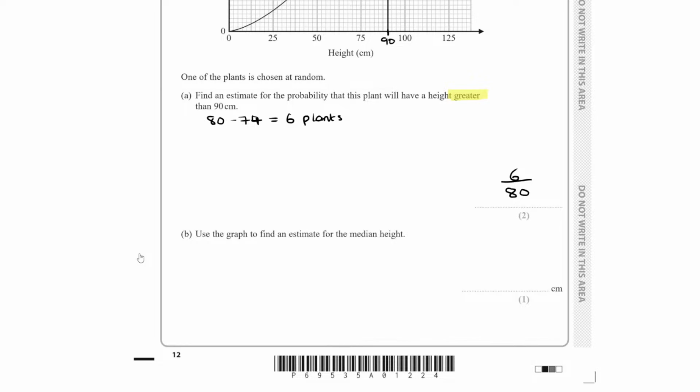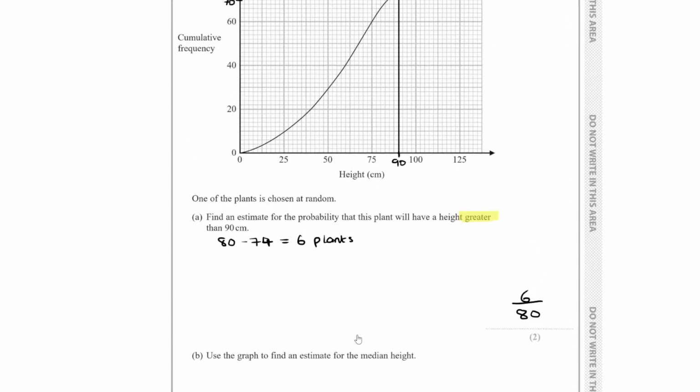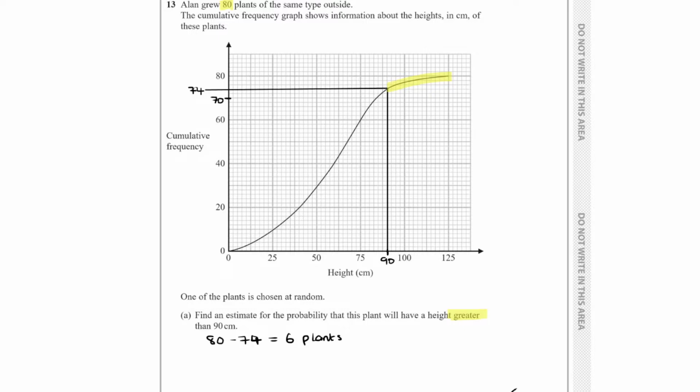Part B is then just use the graph to find an estimate for the median height. You know how to do this because there's only 1 mark. So we were talking about median before. Median is the middle number, in this case the middle plant. So if there's 80 plants, the middle plant is number 40, isn't it? So this time we're going from the cumulative frequency axis, because frequency is the number of plants, isn't it?